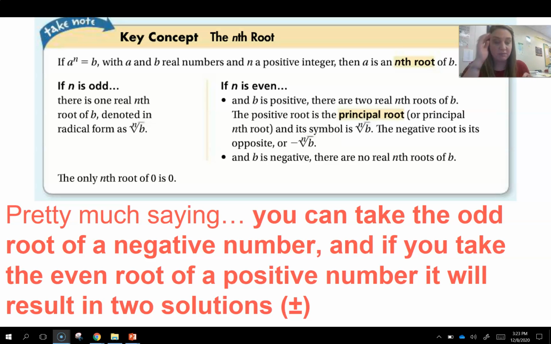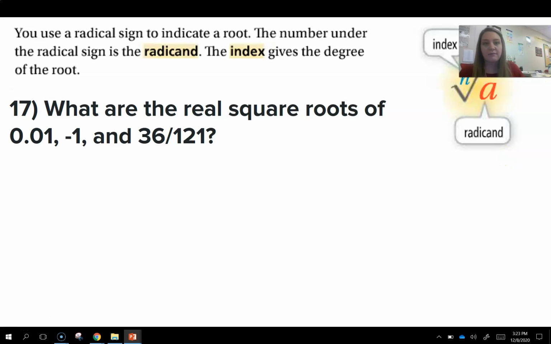We cannot do it with even roots with negative numbers and still get a real answer. So we get those complex numbers, remember from the beginning of the year? But we are not going to deal with those right now. We're only worried about getting real roots. All right. Here we go.